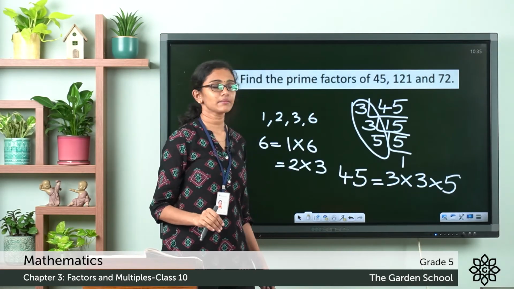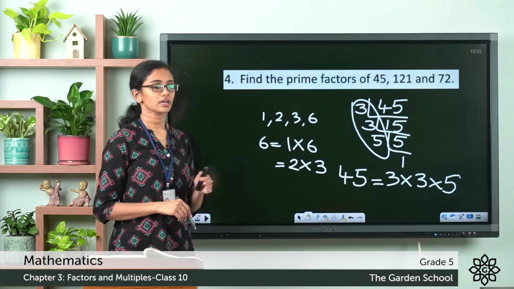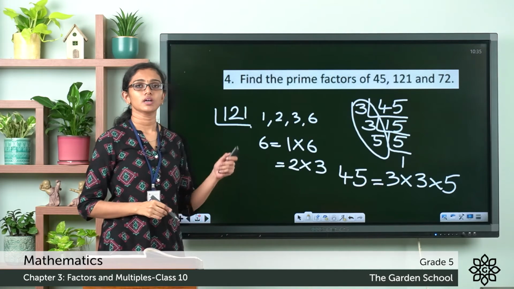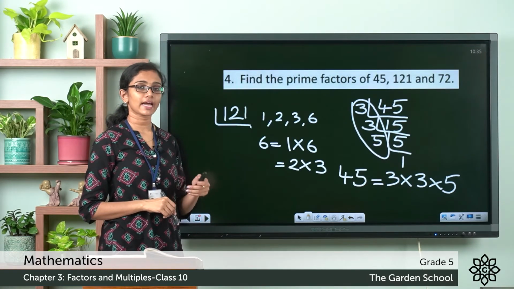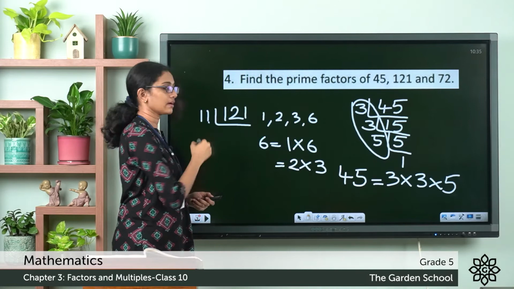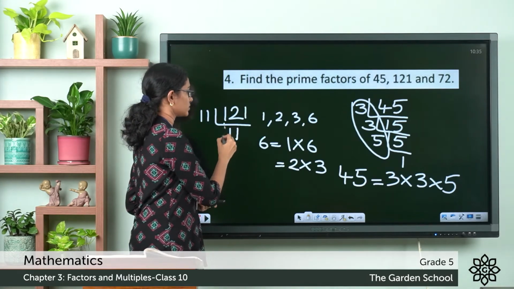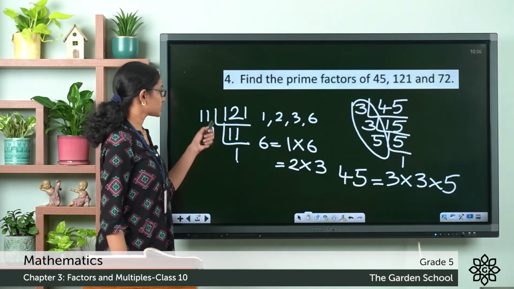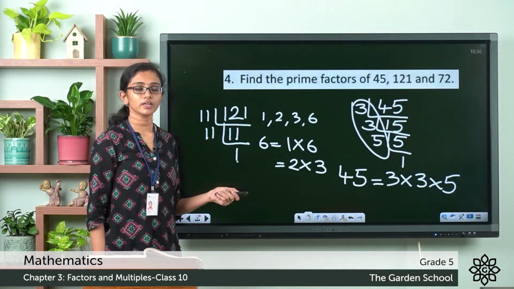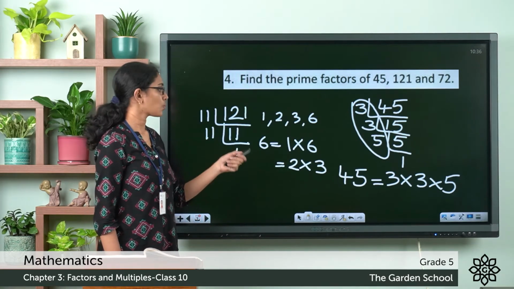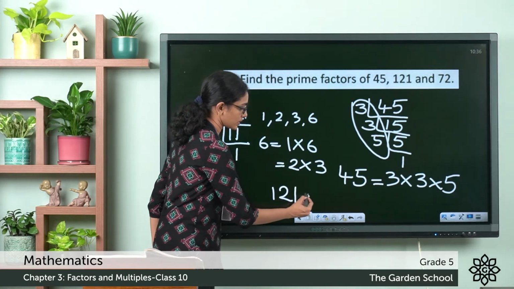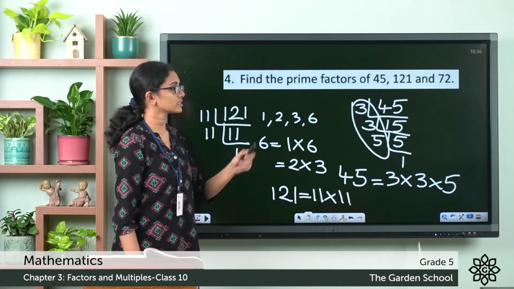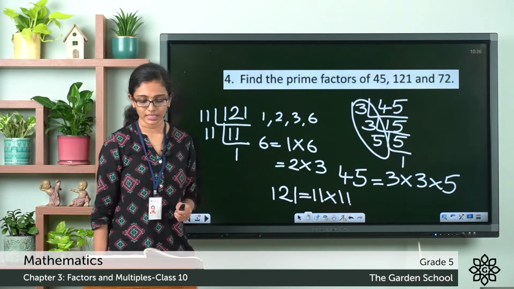You can do the same method for 121. I'll show you how you can divide 121 with the smallest possible prime factor. 121 can be divided by the prime number 11 to get 11. So 11 can again be divided to get 1 as the quotient. So which are the prime factors of 121? How do you write its prime factorization? 121 is equal to 11 into 11. You can do the same method for the number 72. So I hope it is clear to you now.